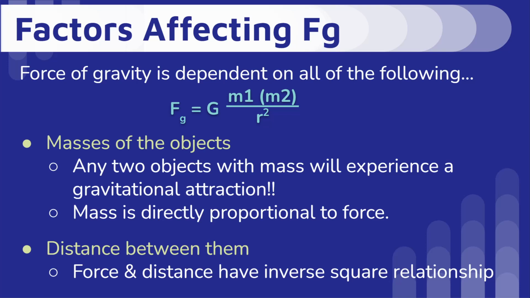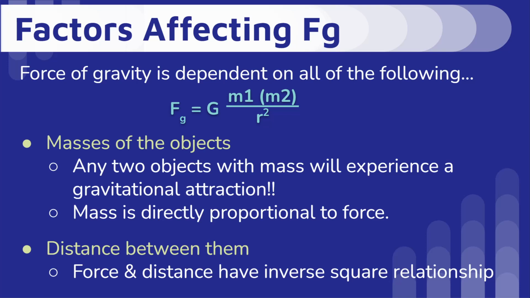All right, force of gravity is dependent upon all of the following, and you can see this just by looking at the equation, but it will be dependent upon the masses of the objects. So again, any two objects with mass will experience a gravitational attraction, and that mass is going to be directly proportional to the force. So if I say, hey, if you double the mass of, whatever, object 1, what happens to your force of gravity? You would need to tell me that it would double as well. And you can see it mathematically if you just look at that equation.